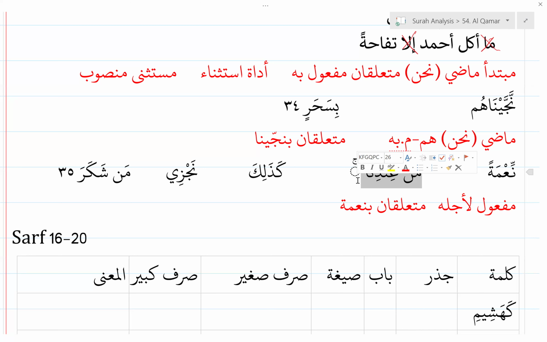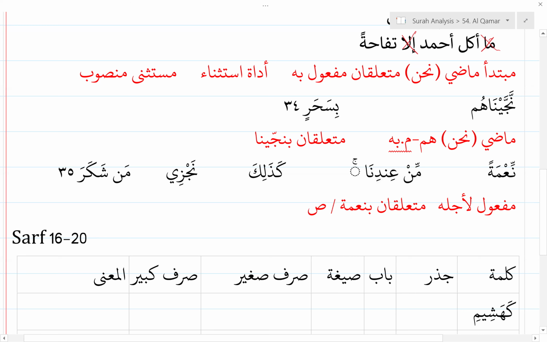So if it is attaching to a fi'l, it has to have a meaning. If, for example, we say najjaynahum min indina, that doesn't make sense. We rescued them from ourselves. No, that doesn't sound right. So it can't go back to the fi'l. So this ni'mah is from us. Ni'matan min indina. So you can actually look at min indina as what else? What else can you look at it?